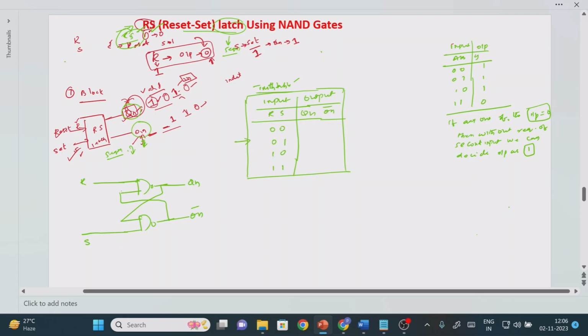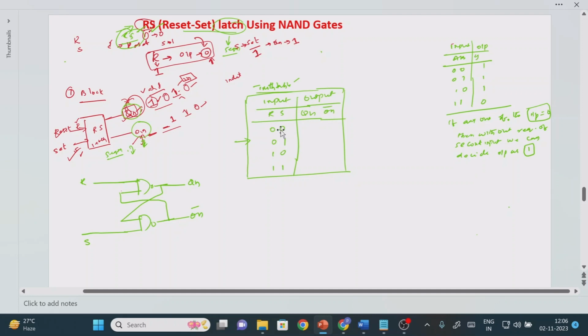So first, instead of passing 0 0, we will try to pass the input value 0 1, then we will try to find out the Qn output as well as the Qn bar output value. If you are able to find the answer, then the designing of the RS latch circuit is completed. Now we are going to draw the truth table functionality.